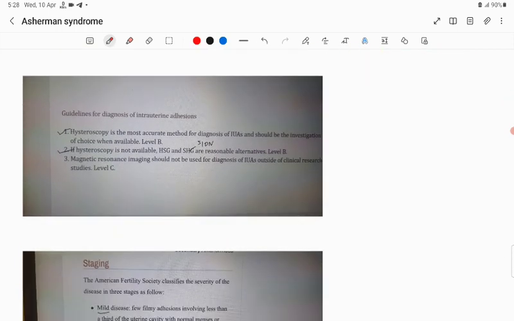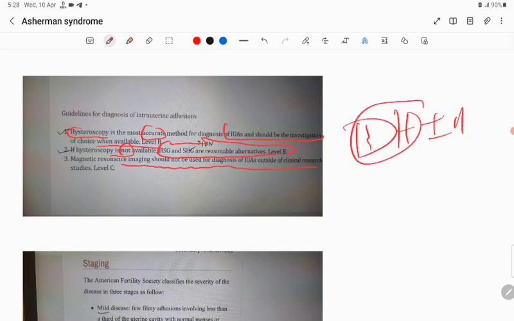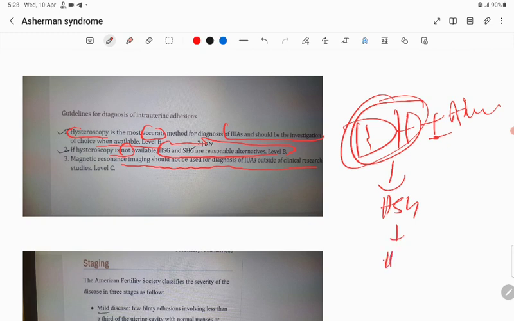How to diagnose? According to the guideline for the diagnosis of intrauterine adhesion, hysteroscopy is the most accurate method and should be the investigation of choice when available. If hysteroscopy is not available, HSG and saline hysterography are alternatives. Magnetic resonance imaging should not be used for diagnosis of intrauterine adhesion outside clinical trials. So mainly you go for diagnostic hysteroscopy plus or minus adhesiolysis. If it is not available, you go for HSG. If that is not available, you go for saline hysterosonography.